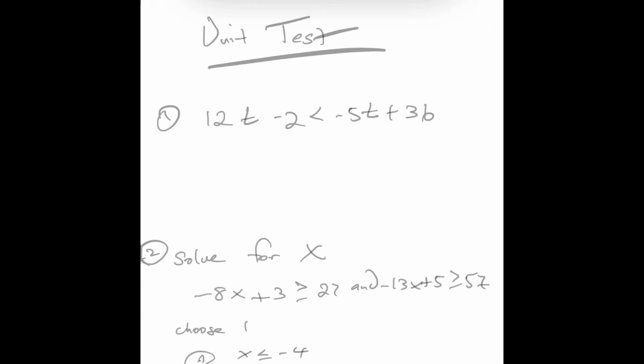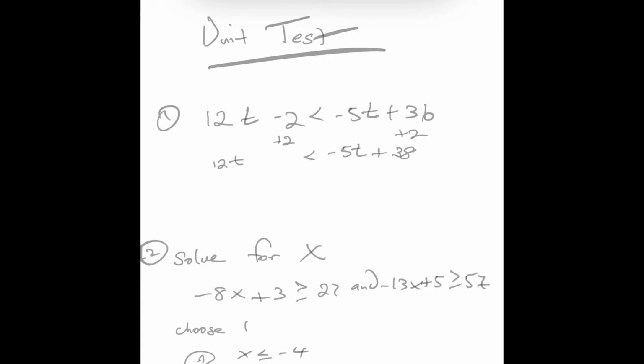Okay, we are now looking at unit test questions. This is solving compound equations and inequalities unit tests. So solving for t, nothing new here really. We're going to take the numbers and put them on to the right hand side using the golden rule of equations and inequalities. And then we're going to be left with 12t is less than negative 5t plus 38.